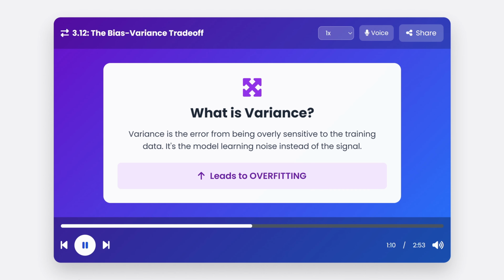Now for variance. Variance is the error that comes from a model being too complex. It's so flexible that it becomes overly sensitive to the training data, learning not just the important patterns, but also the random noise. A model with high variance is unstable, and this leads directly to overfitting.